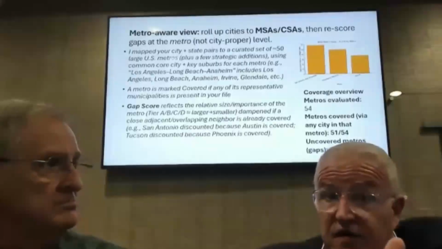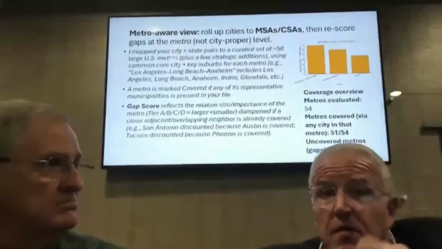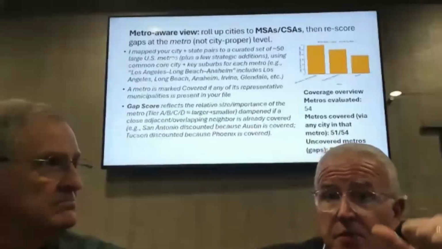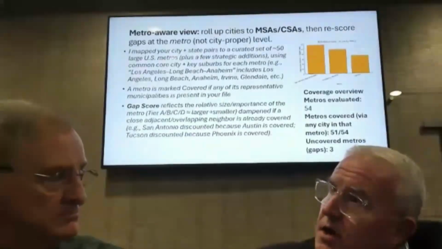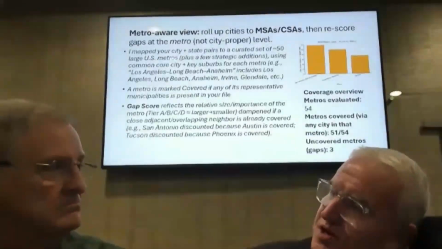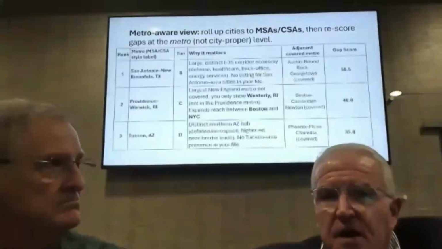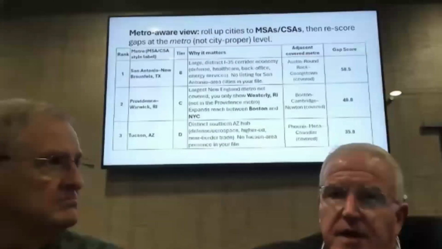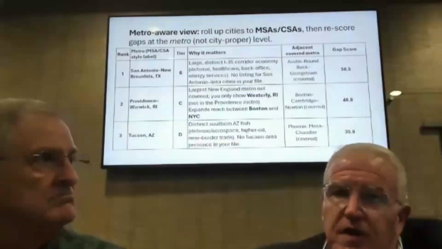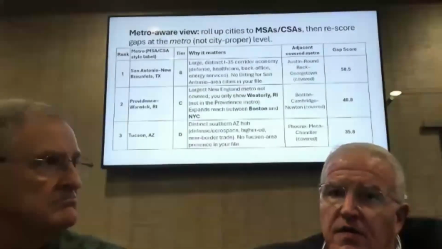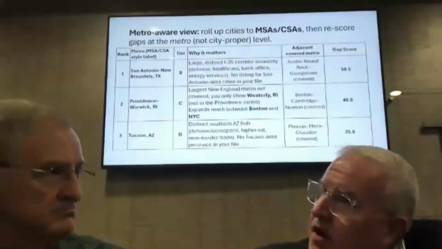And so again, they even had a scoring methodology and the whole thing. But then they identified that they had plenty of coverage in the Inland Empire in California and Orange County, which was a different conclusion than it got when it did it by city. And then it came up with 3 metros that they need. The most important one in their mind was San Antonio, New Braunfels, Texas. And this says why. This says the adjacent metros where they have coverage.